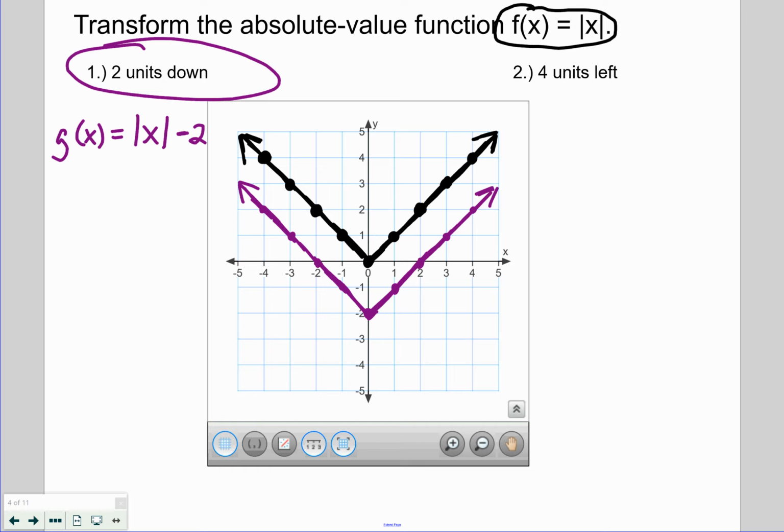Anthony? It's a g, right? So Camilla's brain says, what if it had been 2 units up? Then this would be plus 2. Write smaller, Anthony. Any questions on the purple one?